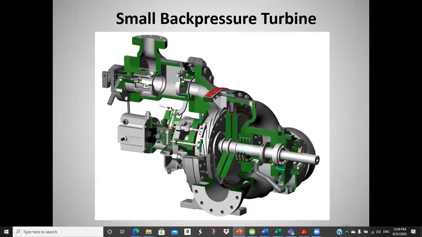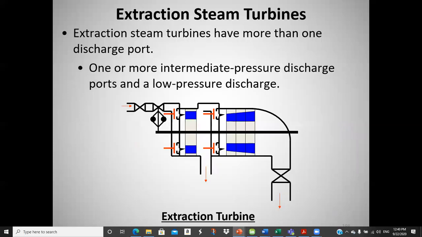Just some more pictures. I go nuts on turbines every once in a while. So here's the extraction turbine. We come in through the governor valves and all that stuff, go through a stage or two, and then we have this extraction port. So we've reduced pressure some, but it's not nearly as low as it's going to be over here at the exit of this thing.